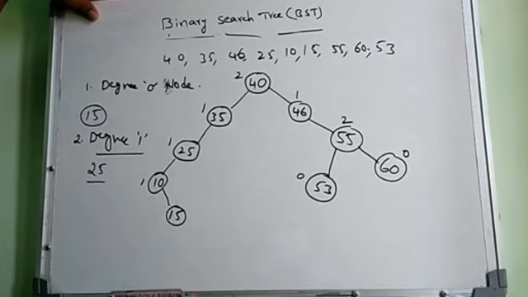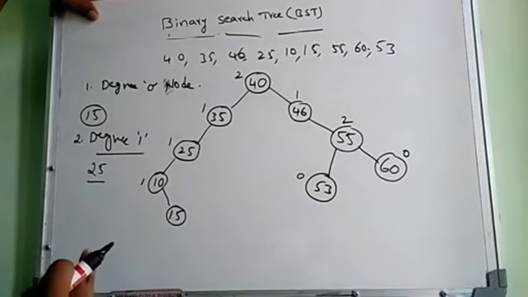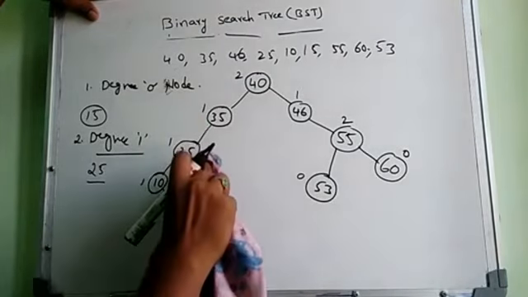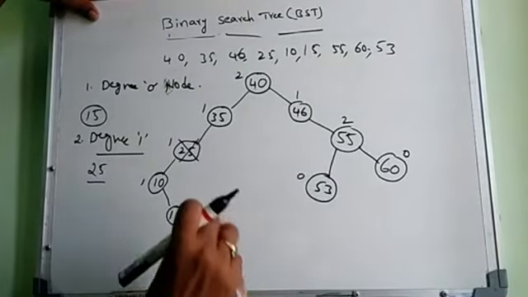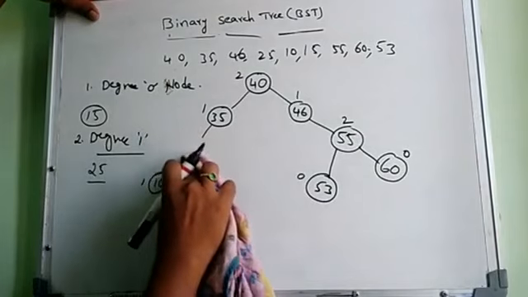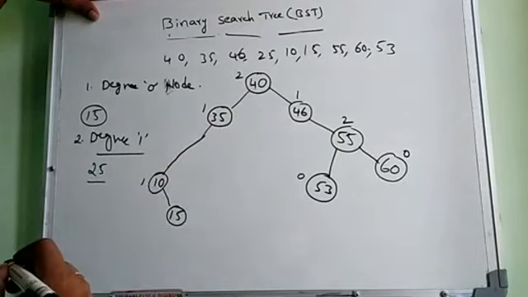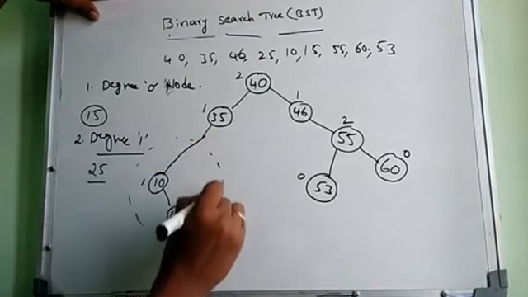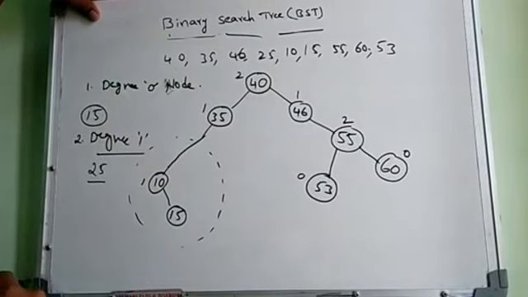So what is the replacement of 25? The child of 25 you can replace in the place of 25. So what is the final result? Simply 25 is deleted. Then the child that was connected before will be connected to that place. Even if you make any modification, it will never disturb the binary search rules and regulations.